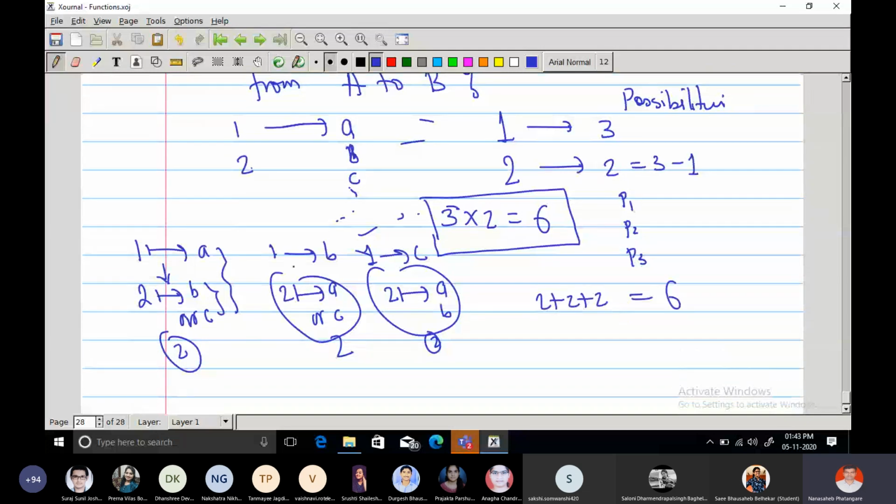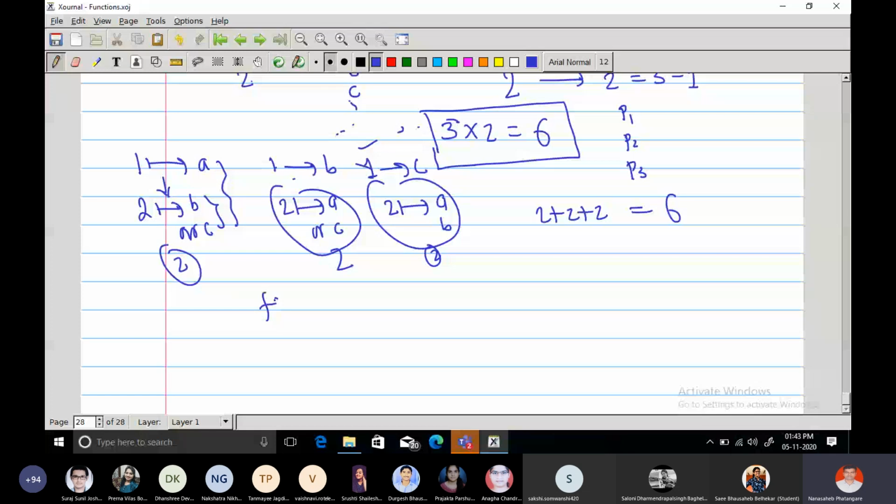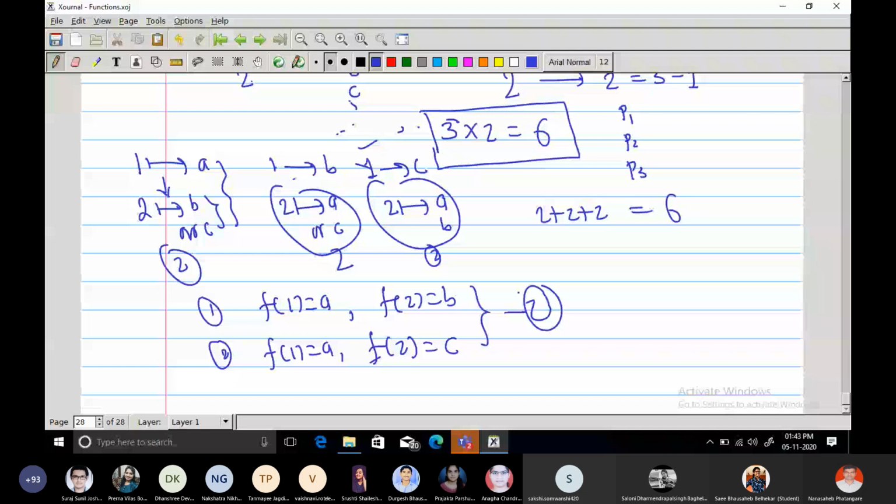Correct? And you can write down, for example, f of 1 is equal to A. Then what are the possibilities for 2? f of 2 is equal to B. So this is a 1-1 function. Second, if f of 1 is equal to A, then what is the other possibility for 2? C. So therefore if f of 1 is equal to A, then this gives me 2 functions. Am I right? Is it clear what I want to say? Yes, sir. Right.